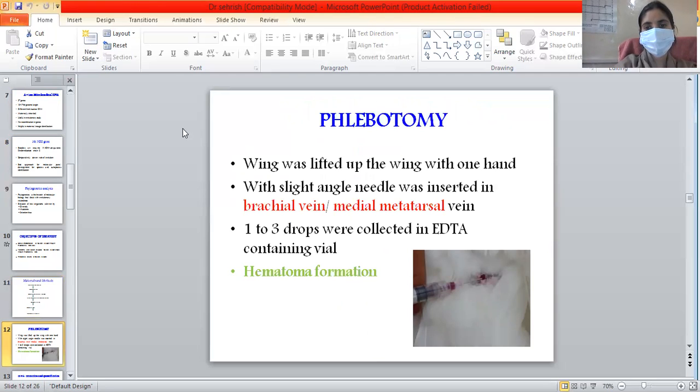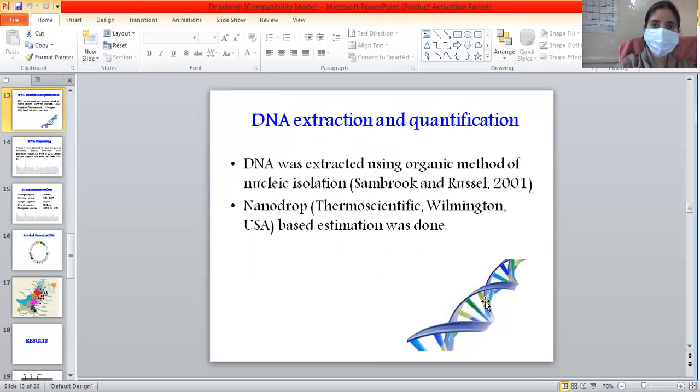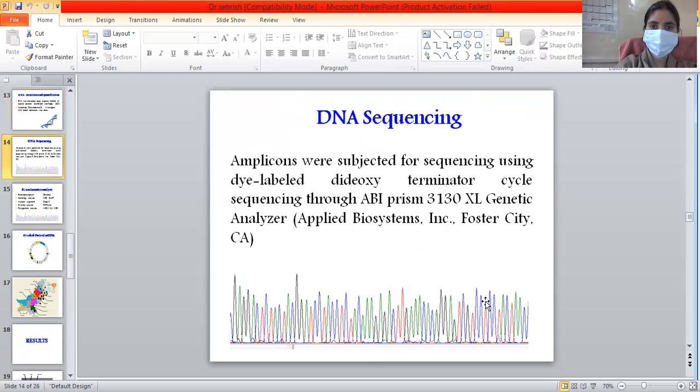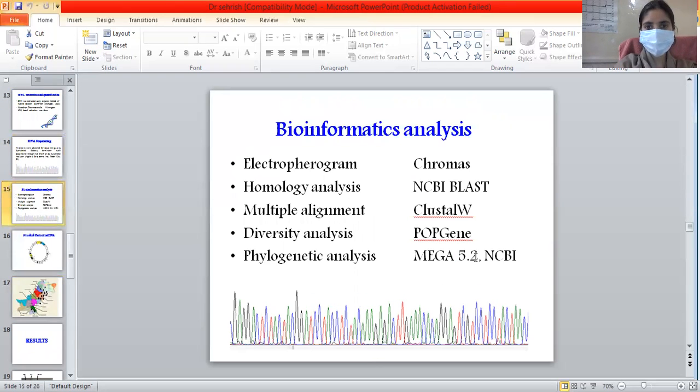This slide shows how we puncture the brachial vein and then get the blood samples. DNA extraction was done by the organic method, as already mentioned, and DNA sequencing was performed using the 3130 XL genetic analyzer by Applied Biosystems. The following analyses were done. Chromatograms were studied through Chromas. Homology analysis was done by NCBI BLAST. Multiple alignment of the sequences was done using ClustalW. For the diversity analysis and the phylogenetic analysis, DnaSP and MEGA 5 were used respectively.